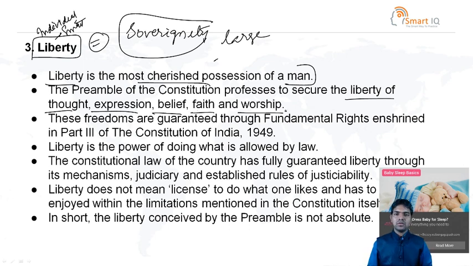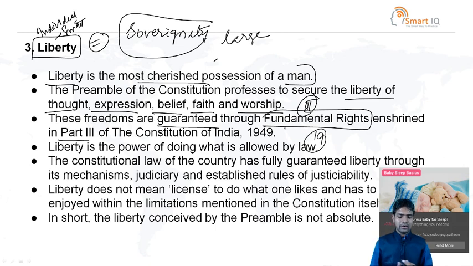The preamble of the Constitution proposes to secure the liberty of thought, expression, belief, faith, and worship. These freedoms are guaranteed through the fundamental rights, enshrined in Part 3 of the Indian Constitution. For example, Article 19 talks about the right to freedom of speech and expression, residence, and movement. These important rights give liberty to the individual or citizen of the country.